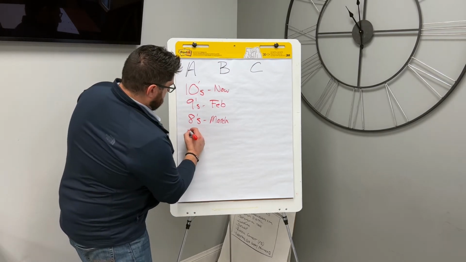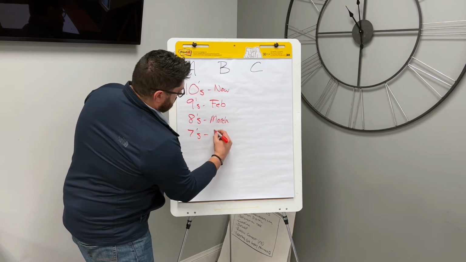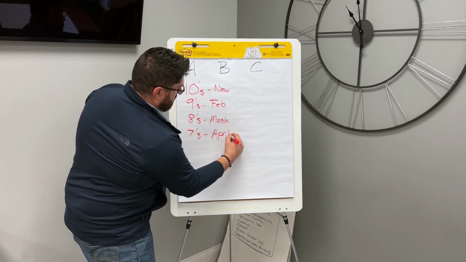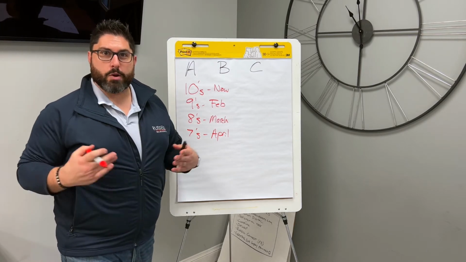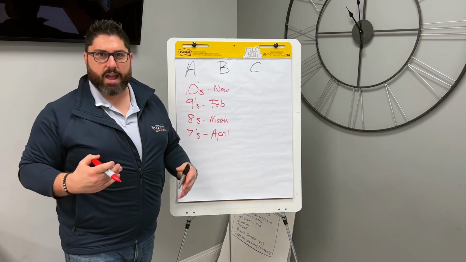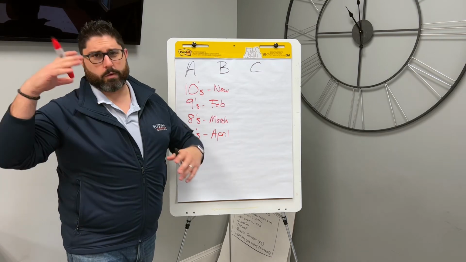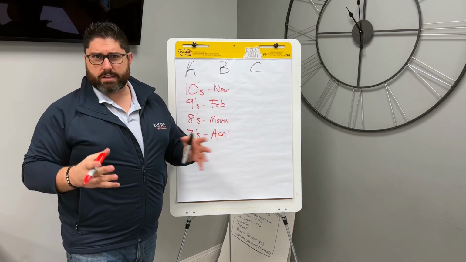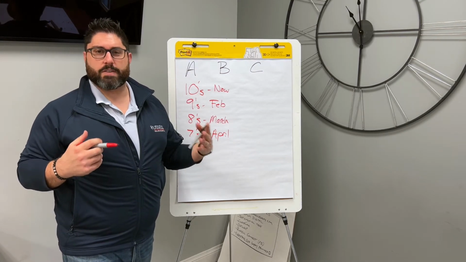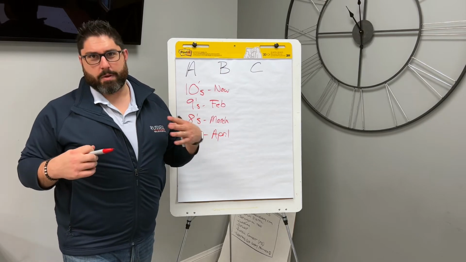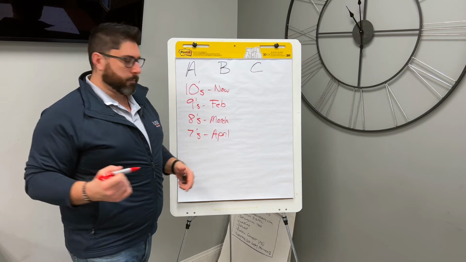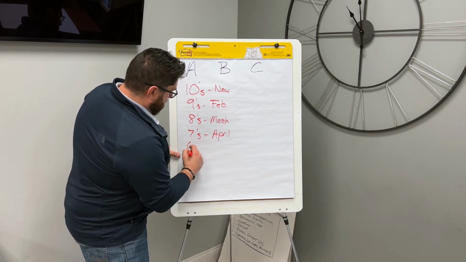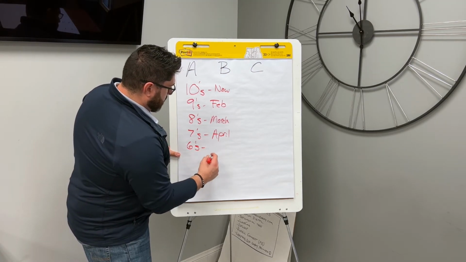The next set are sevens. These would be April buyers or April sellers. Again, these are folks that said, hey, we're going to wait. We're not quite ready. X, Y, and Z has to happen. We're putting in new carpet. We're putting on a new roof. Whatever it is, maybe you're working with an investor and they're doing a rehab, and the rehab's not slated to be ready until April.